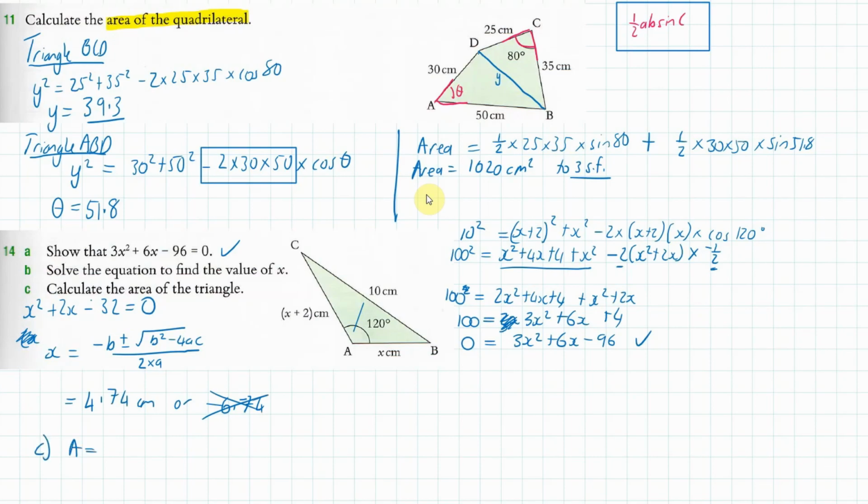So area equals half times a times b times sine C. And if I insert x into those values, my saved value of 4.74, I should be able to get the answer. So I'm just going to chuck that into my calculator now and see what I get. 4.7445. Maybe I'll use my unrounded number.